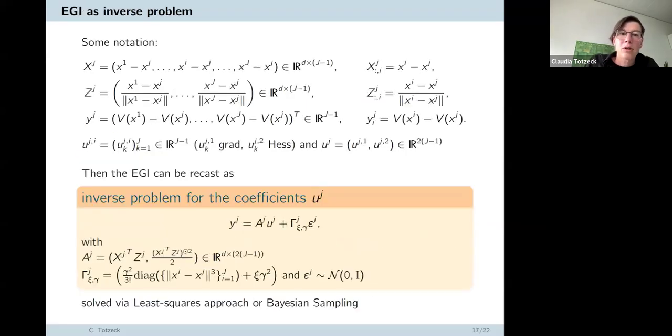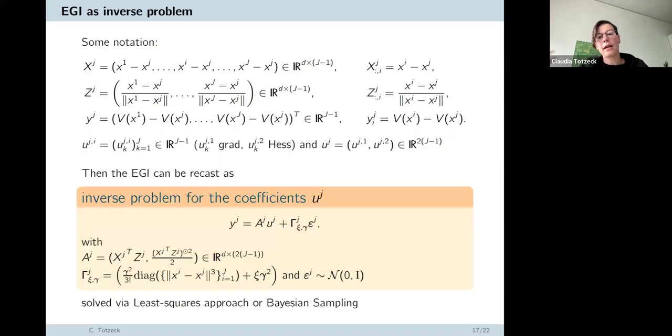So now some notation, you don't have to recall it, it's just kind of vectorizing everything. And if you do that, then you can write down the problem that I just introduced, because we still have to find the prefactors of the Hessian and the gradient. You can write this down as an inverse problem. So you have here a matrix A that depends on your linear combinations and so on of your ensemble states. And then you have here a matrix times a noise term. And this is just the usual thing that you have in inverse problems. So you can use your favorite least squares or Bayesian sampling approach to solve it.